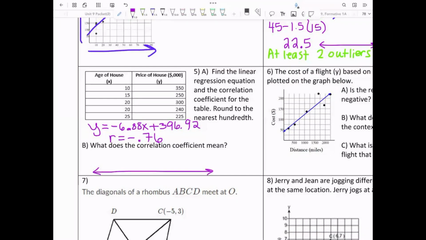So remember, on a number line, correlation coefficient goes from -1 to 1. As it gets closer to 0, that is very weak. -1 and +1 are very strong. It just depends which direction it's going. So this is strong in the negative direction. This is strong in the positive direction. So -0.76 is fairly strong. That's definitely closer to -1 than it is to 0. So this would be a strong negative correlation.